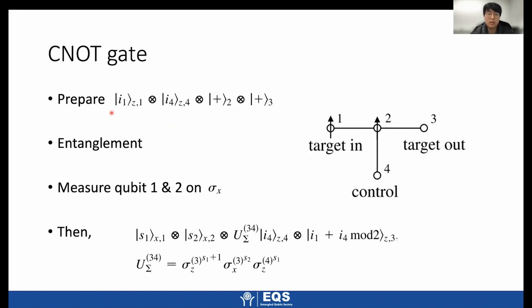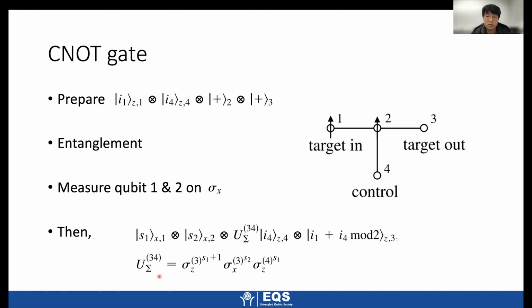Okay, so let's say the initial state is generally I1 and I4, and same as before, we prepare other qubits in the plus state. Here we need at least 4 qubits. In this kind of configuration, we again apply entanglement as before and measure qubits 1 and 2 in the X basis. Then we have this state. This is the XOR operation, so it means that we implemented the CNOT gate. It's that easy.